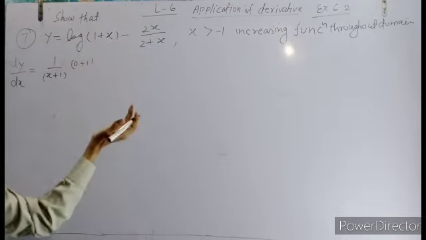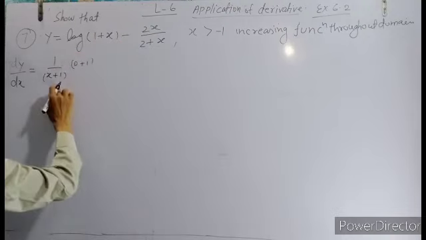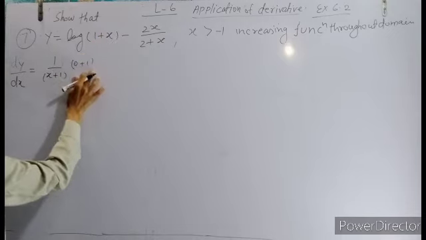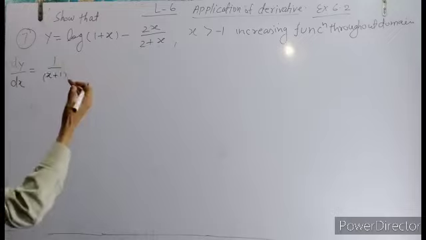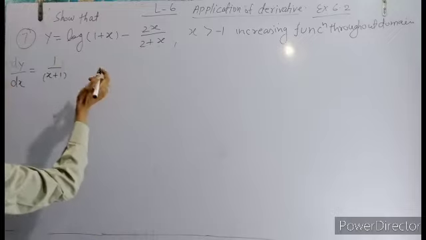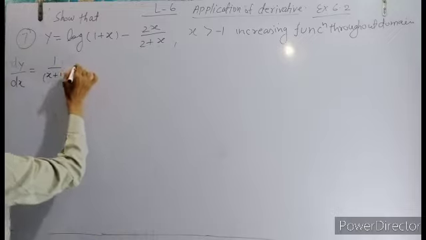So no need to write log(1 plus x) here, just 1 upon x plus 1, and the derivative of this other term will be 0, so there is no need to write it. It is not affected by this, so we leave this part and just come to the next one.